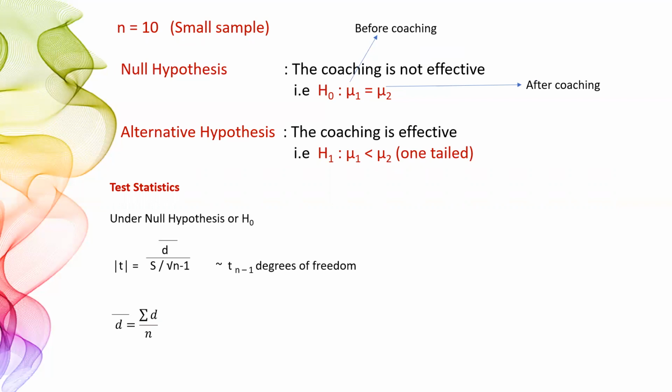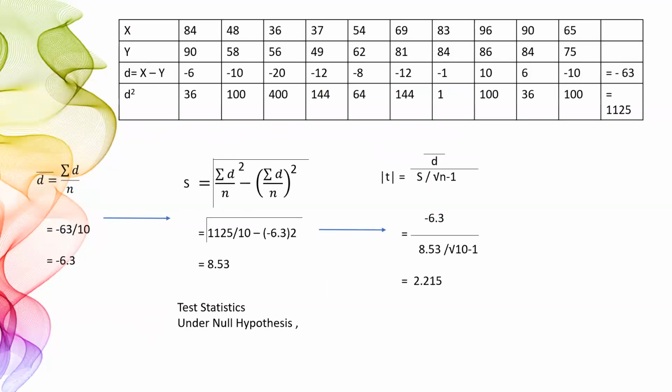The next step is the test statistic. Under the null hypothesis, the formula is: modulus of t equals d bar divided by s by root of n minus 1, which follows t with n minus 1 degrees of freedom. Here d bar equals summation d by n, and s equals the root of summation d square by n minus the square of summation d by n.